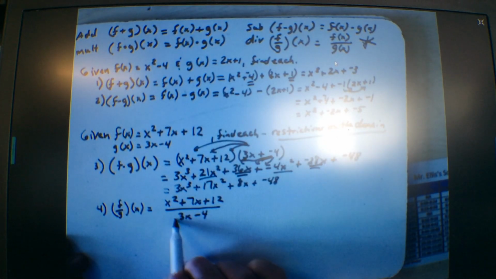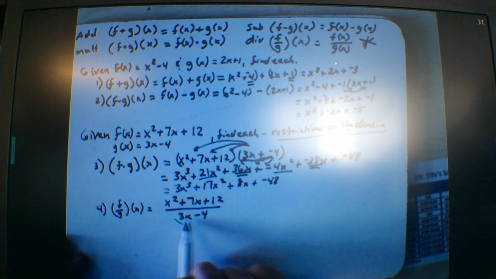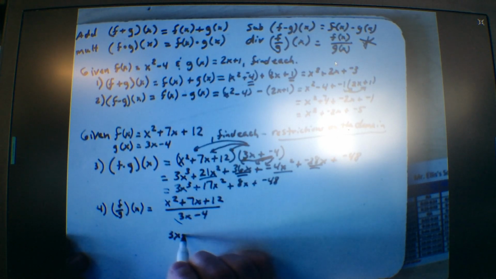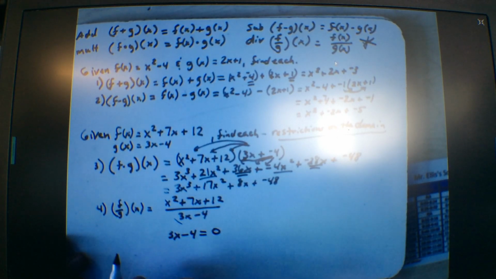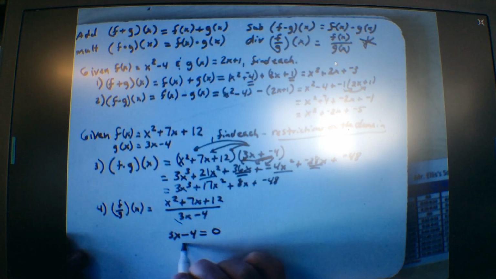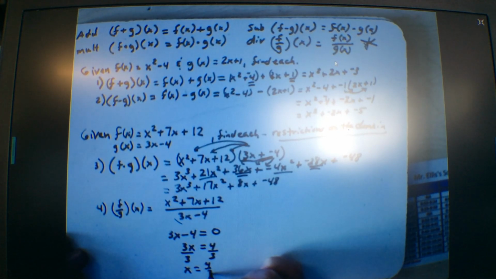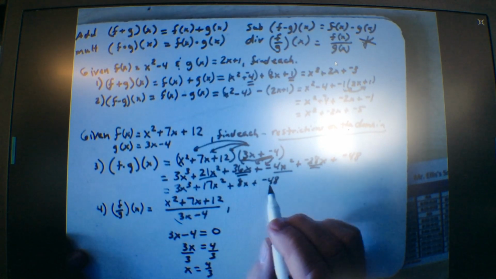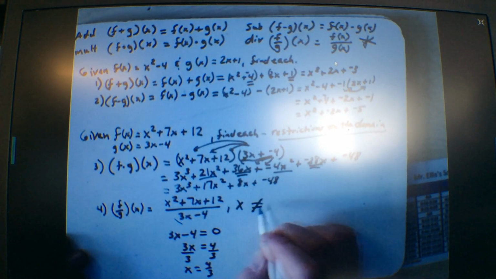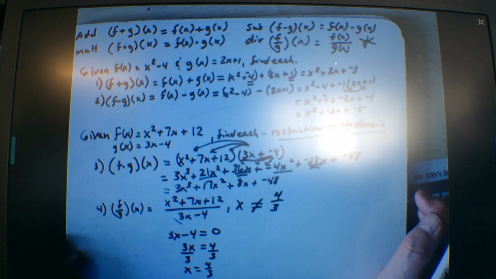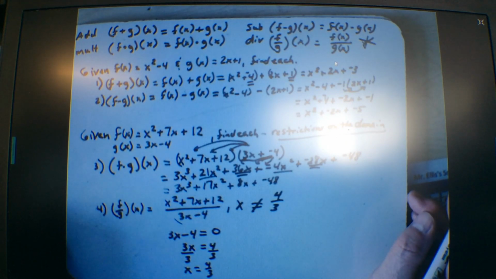You see this right here? There is a value that goes in for x that can make this whole thing 0. And the way I get that is I say 3x minus 4, and I set it equal to 0 to find it. So I get 3x equals a positive 4, and then I divide by 3, and I get x equals 4/3. Therefore, my restrictions are, watch how I write this, x cannot equal 4/3. And that's the restrictions on the domain. Okay? It usually only happens on division.